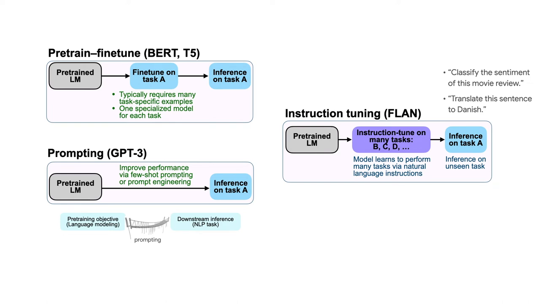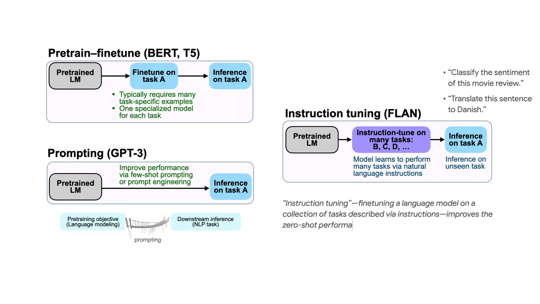Unseen tasks could be any task in natural language processing phrased as an instruction, such as classify the sentiment of this movie review, or translate this sentence to Danish. This leads to the main thesis of the paper. Instruction tuning, fine-tuning a language model on a collection of tasks described via instructions, improves the zero-shot performance of language models on unseen tasks.